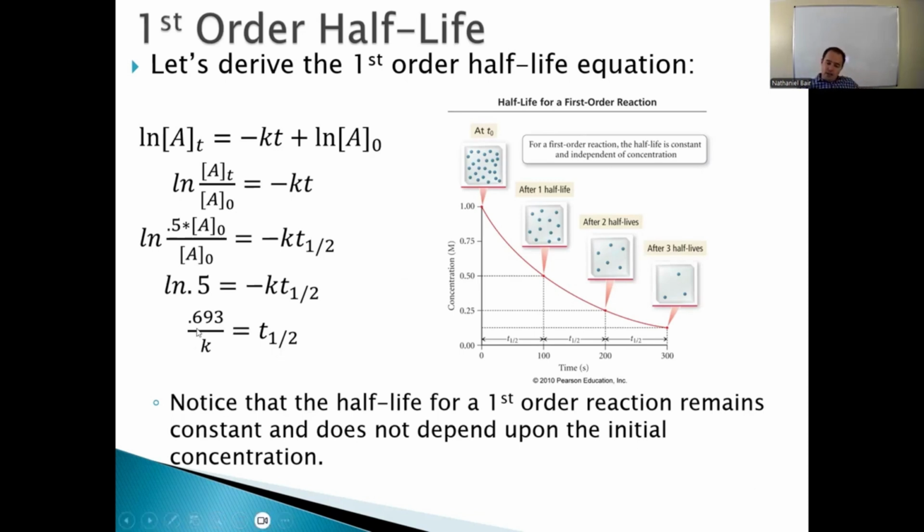Another way of writing that is the natural log of 2 divided by K is equal to the first half-life. So this is the one that you're going to want to put on your formula sheet. And you can actually derive this one from the integrated rate law for a first order reaction. Let me show you.